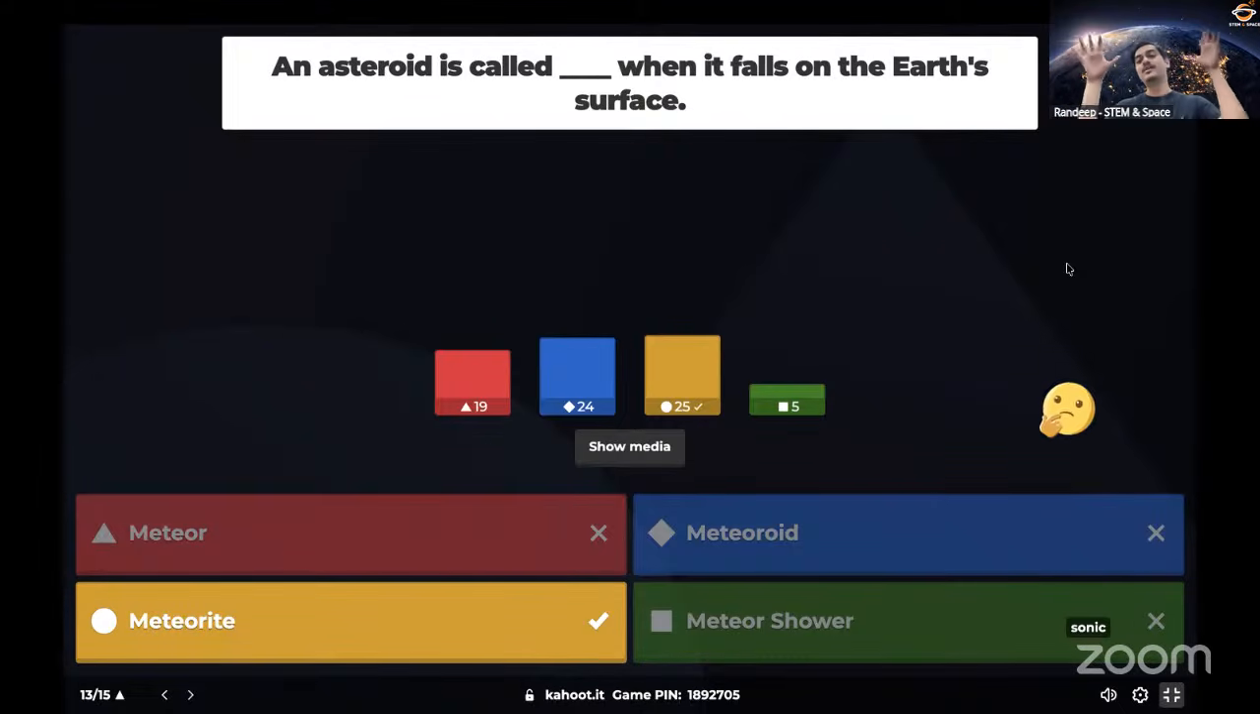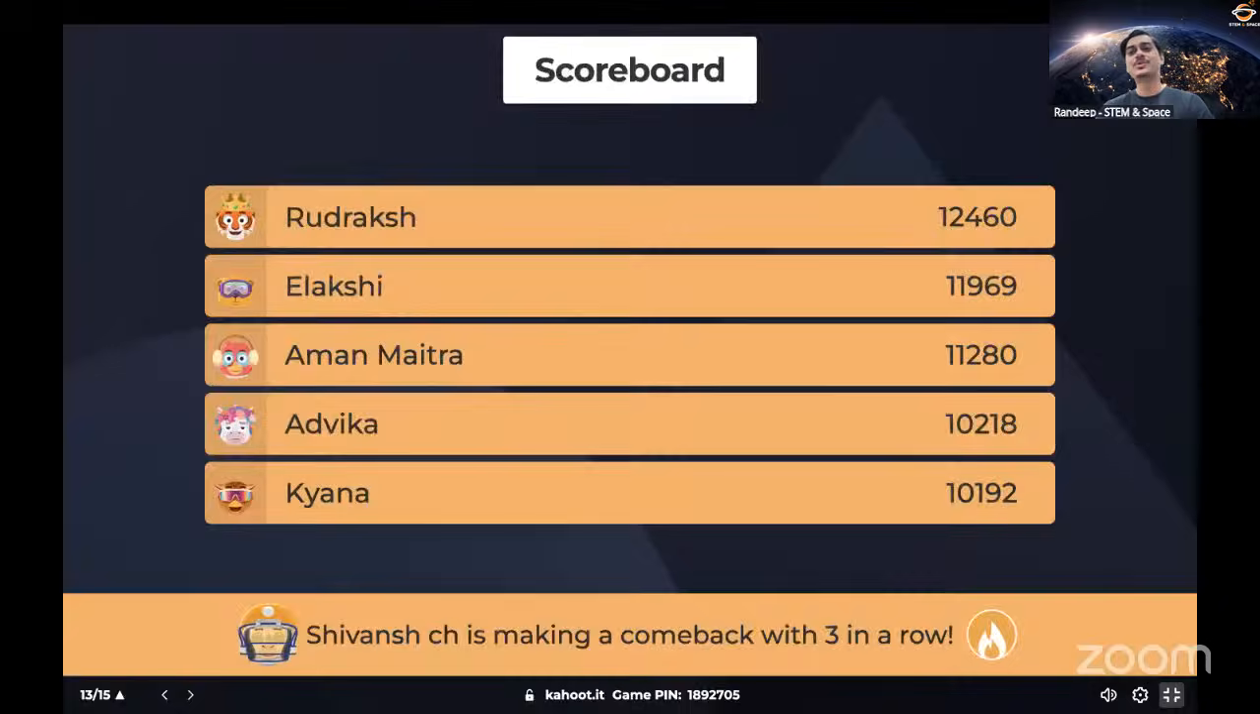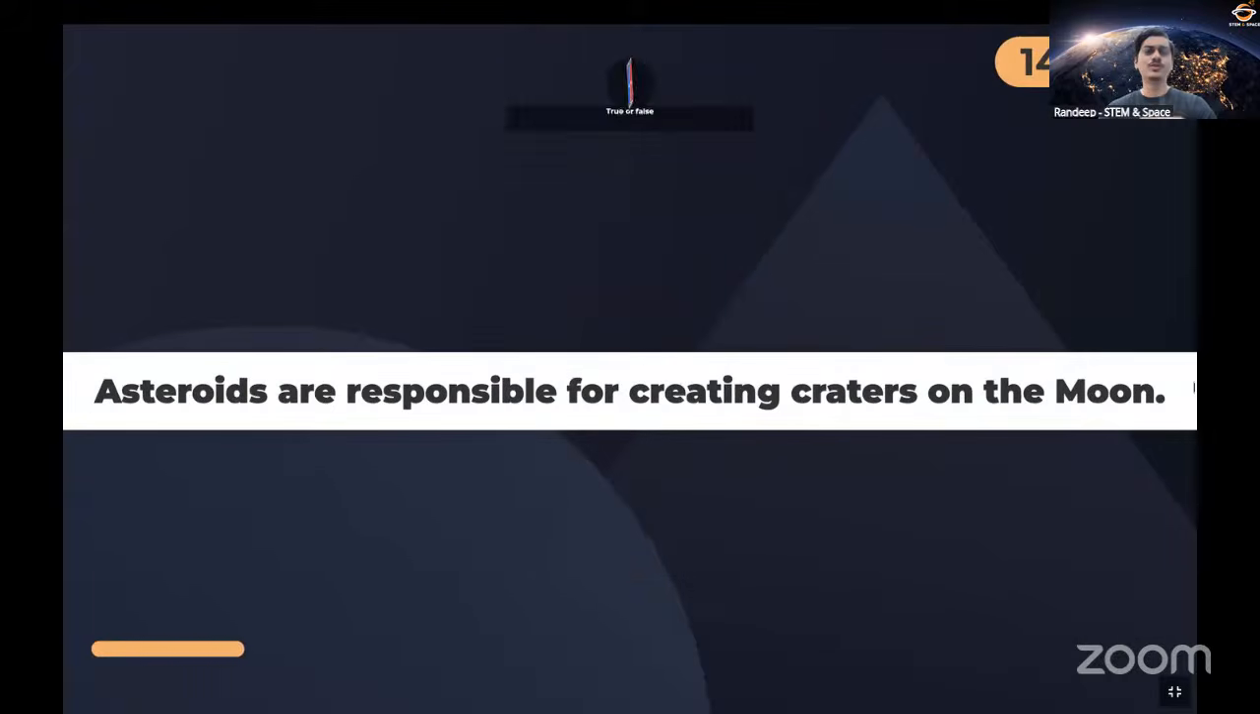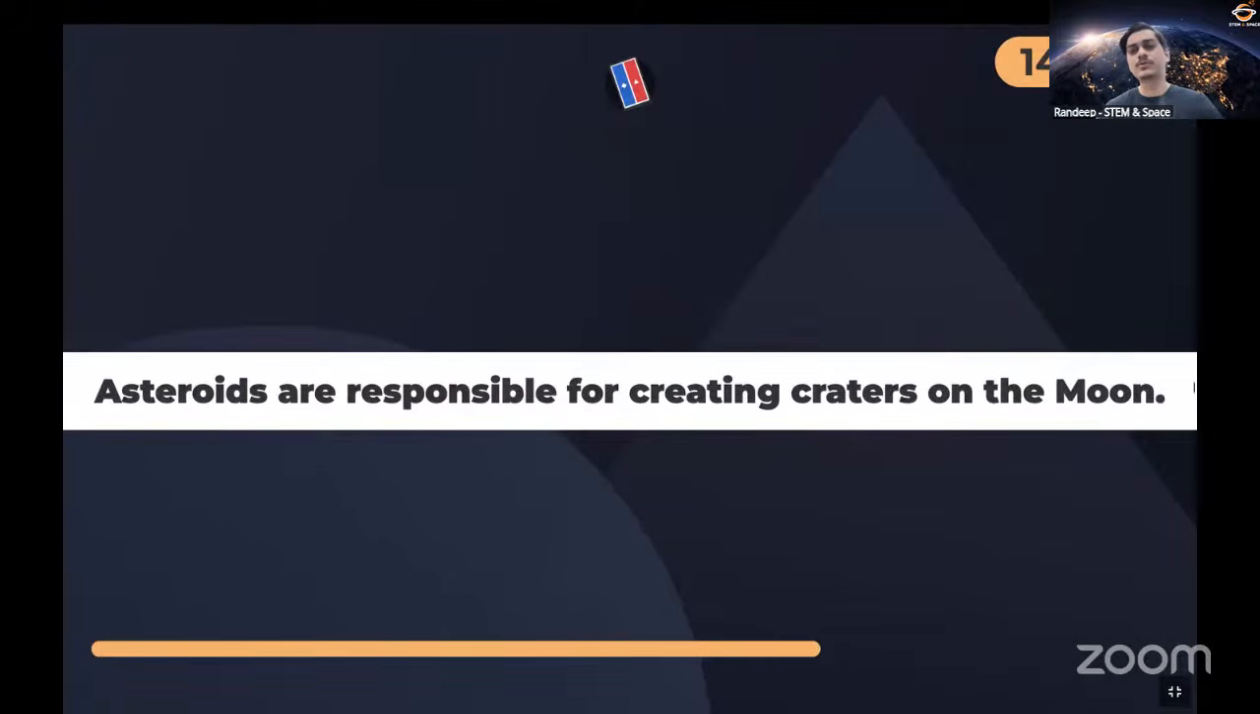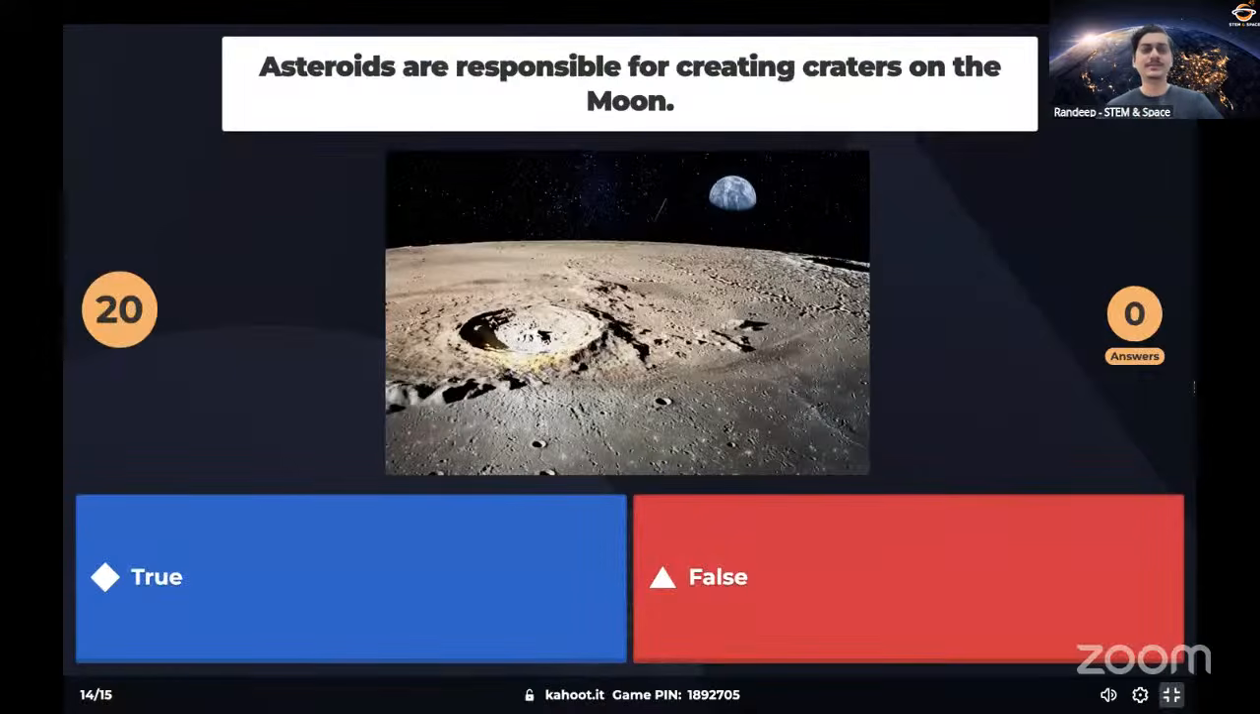And of course, when hundreds and thousands of meteors fall over a long period of time, it's called a meteor shower, which takes place several times during the year. Do let me know in the chat if you're aware which meteor shower is coming up next month, a very prominent one indeed. So let's look at the 14th one, which is a true or false. Asteroids are responsible for creating craters on the moon.